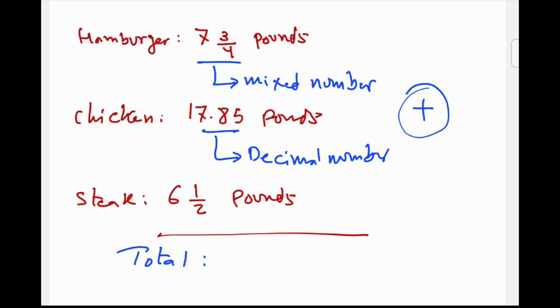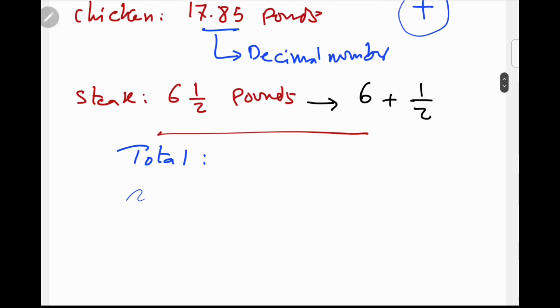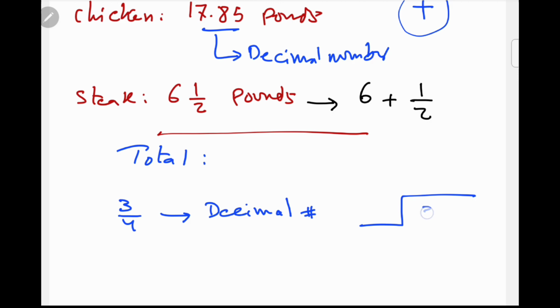So, for example, the first number, 7 3/4, is a mixed number, so it's 7 plus 3/4, and the 6.5 is expressed as 6 plus 1/2. Now, how to convert 3/4 into a decimal? Suppose that you don't know this previously. What do you do? You take the 3 and divide by 4, use long division.